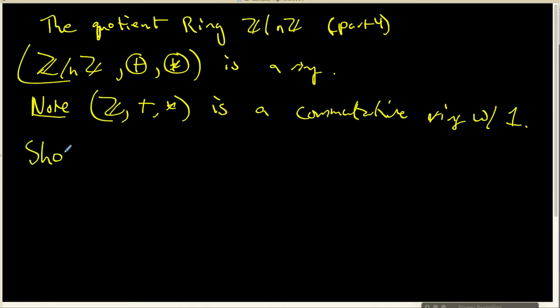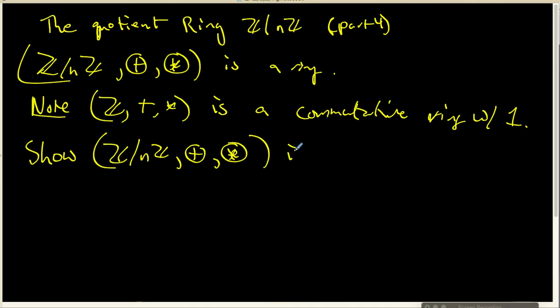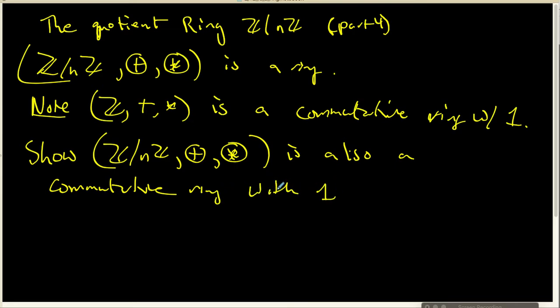I want to show that the quotient ring, the set of left cosets, under its addition and multiplication, is also a commutative ring with a multiplicative identity element. Now, it turns out this is not very difficult, and again, you should try and do this on your own.